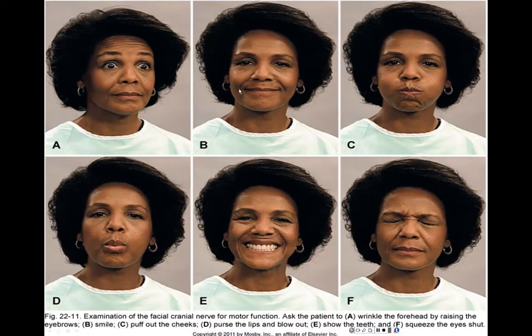This is an examination of the cranial nerves. You want to ask them to raise their eyebrows, to smile, to puff their cheeks, to frown, to clench their jaws, to close their eyes tightly, and purse their lips and blow out. This is how you would evaluate all of the facial cranial nerve for motor function.